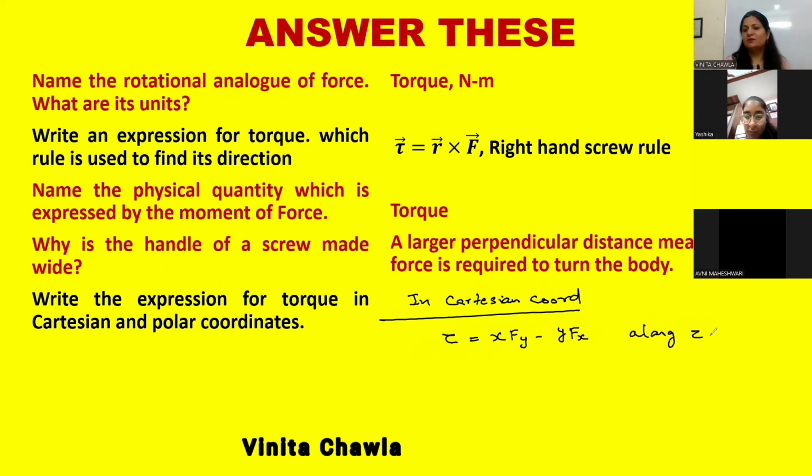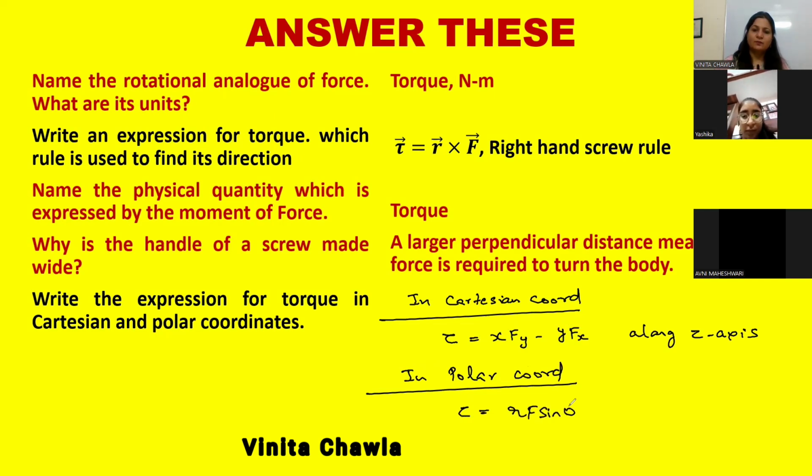Along z-axis. Why along z-axis? Because you can see that both R and F are in xy plane and torque is perpendicular to both. And how do we write in polar coordinates? In polar coordinates, we can write tau as RF sine phi. And what is phi? Phi is the angle between vector R and vector F.